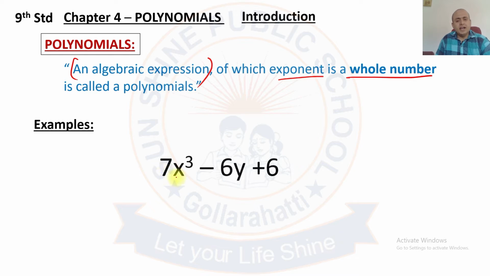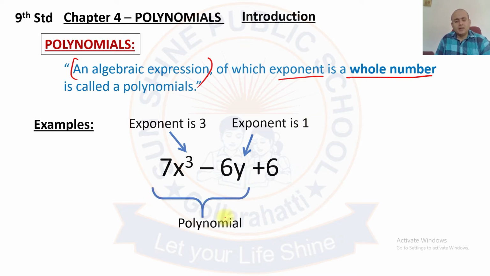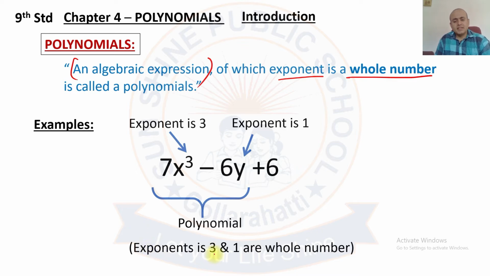That is 7x cube minus 6y plus 6. Here the exponent of x is 3, and the exponent of y is 1. Therefore we will call it a polynomial. So the exponents 3 and 1 are whole numbers, and only then we will call it a polynomial.